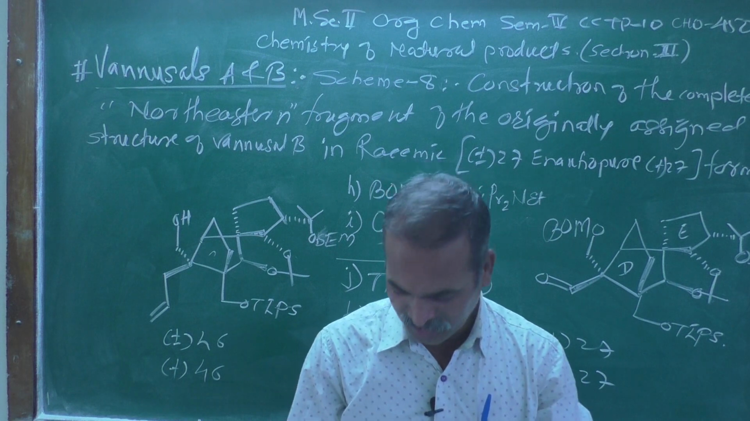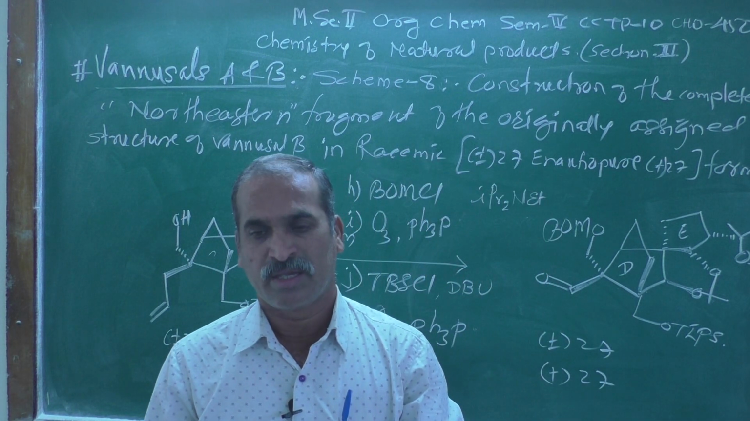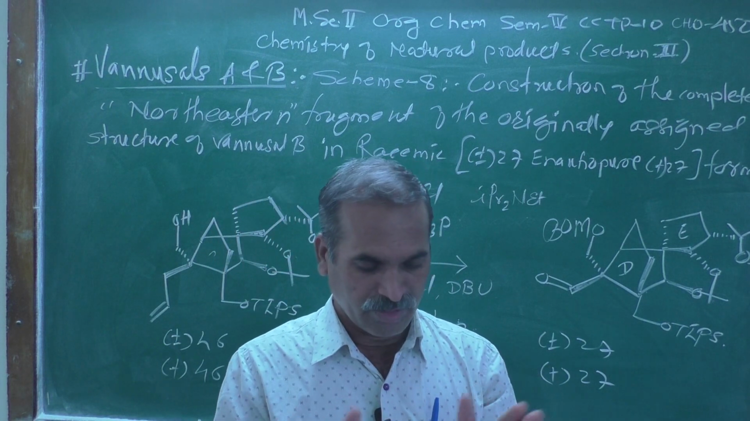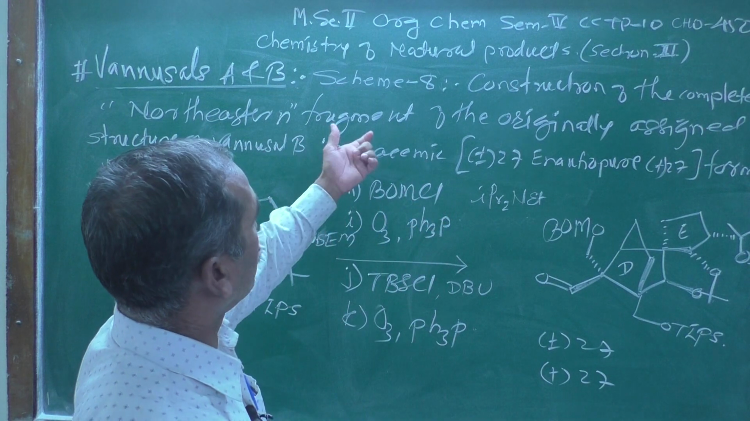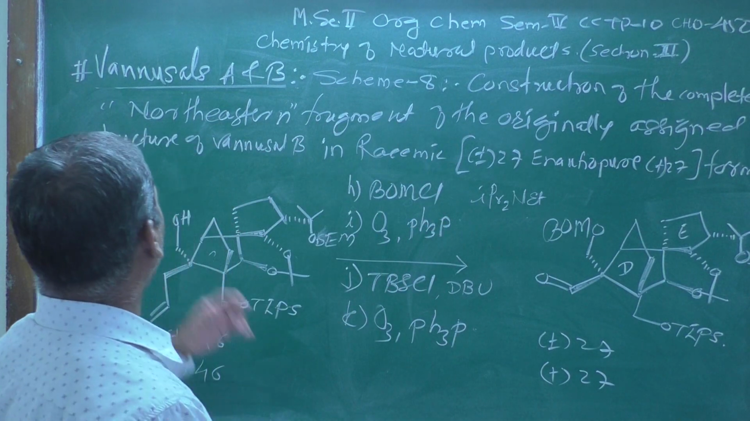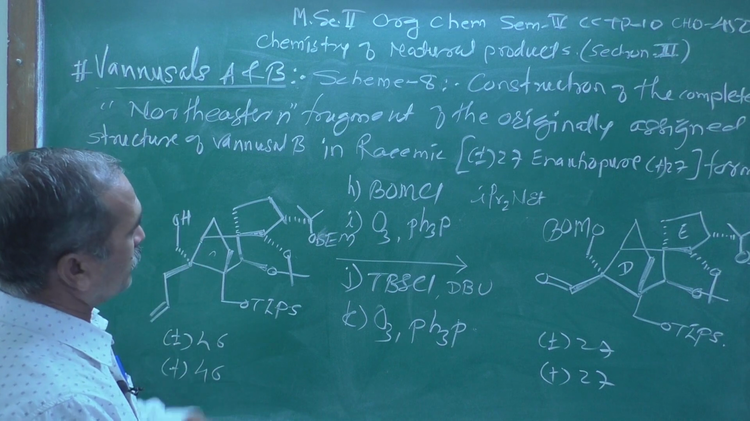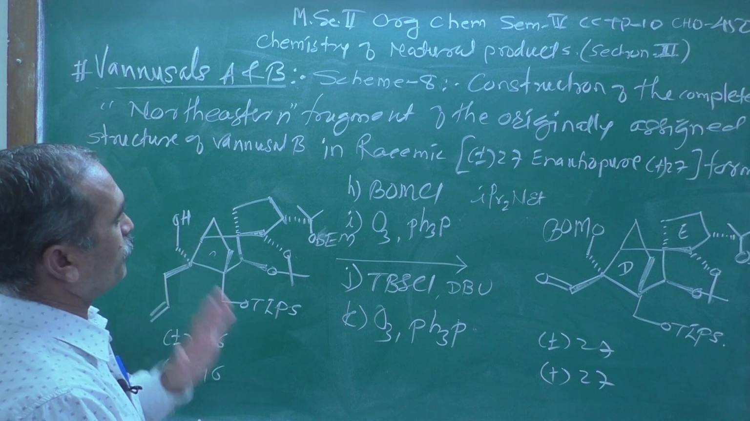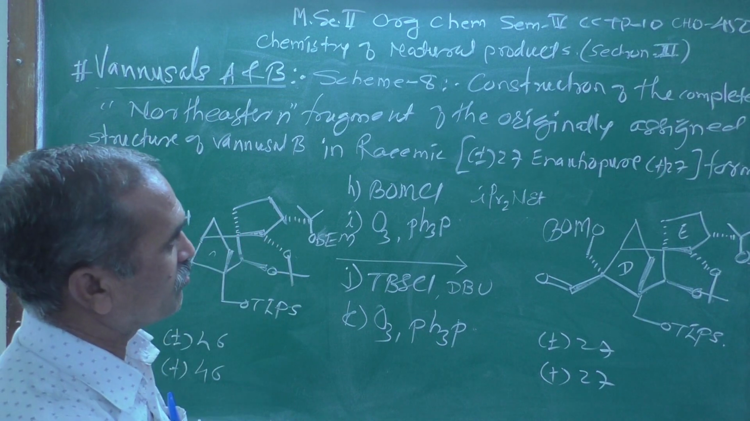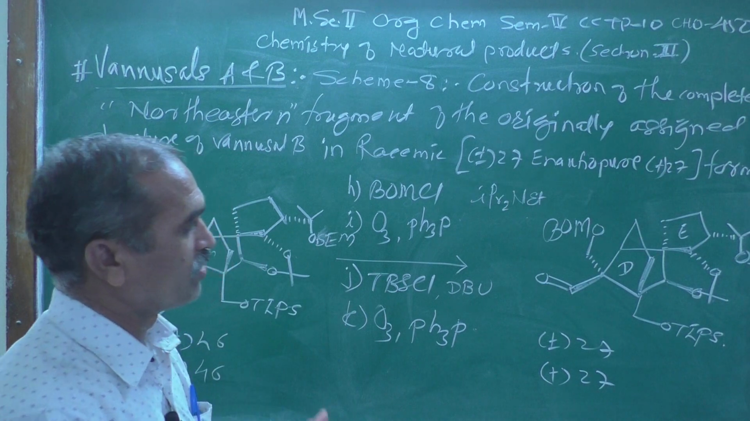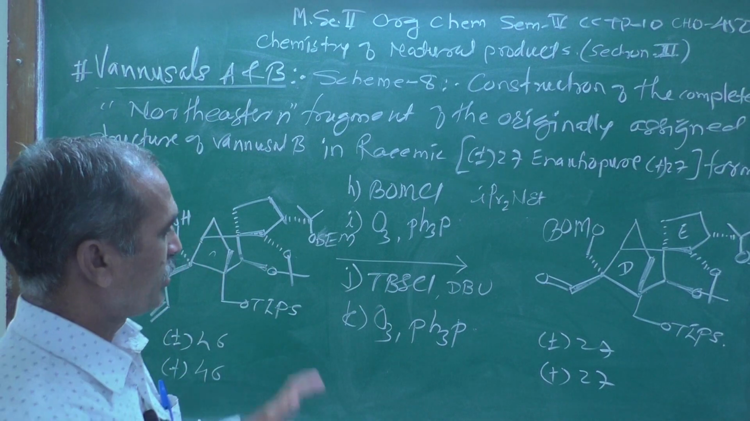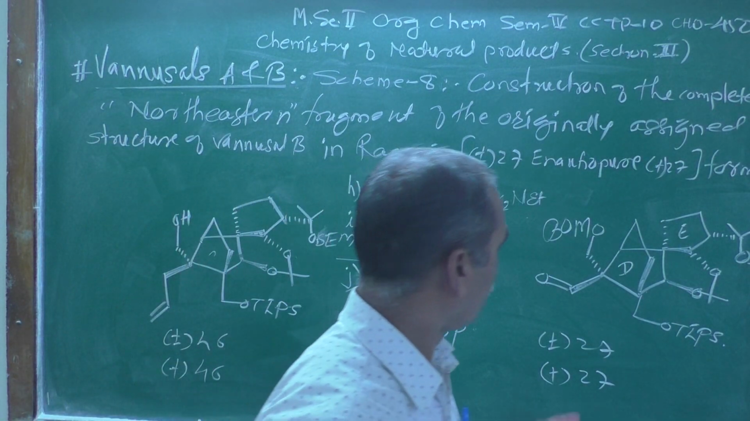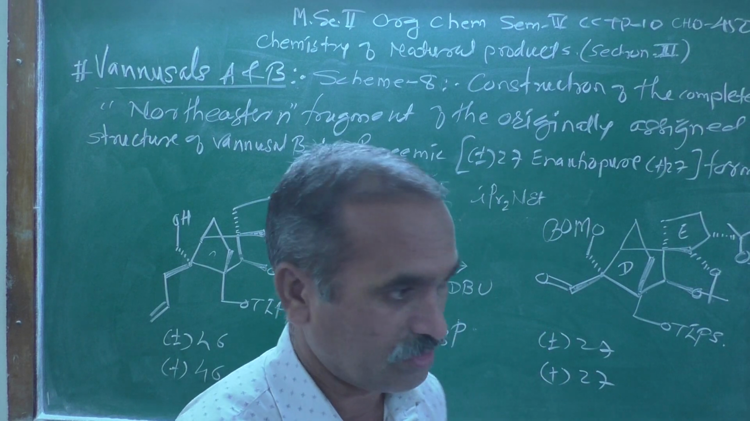Do you remember what we were discussing yesterday? I think yesterday we were discussing the detail of scheme number 8, which is written over here: construction of the completed northeastern fragment of the originally assigned structure of Vanusal B in racemic plus minus 27 and enantiomer pure plus 27 forms. After that, we achieved plus minus 27 and plus 27 in that format.